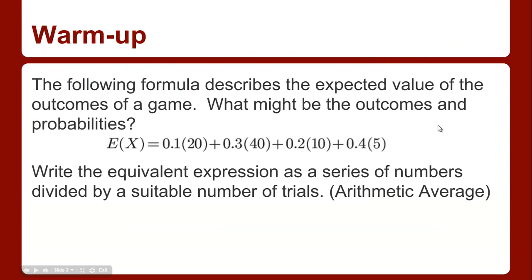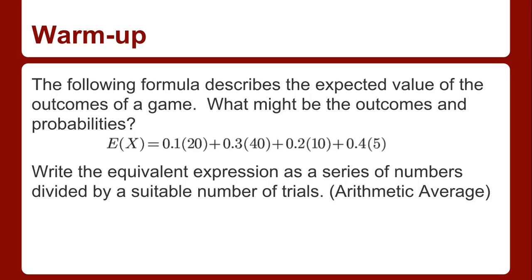So here's a warm-up question. This question is just intended to get you to think about the expected value formula and how it can work, and just to look at how it relates to the average. The following formula describes the expected value, the outcomes of a game, what might be the outcomes, and the probabilities. Write the equivalent expression as a series of numbers divided by a suitable number of trials. And we call that the arithmetic average.